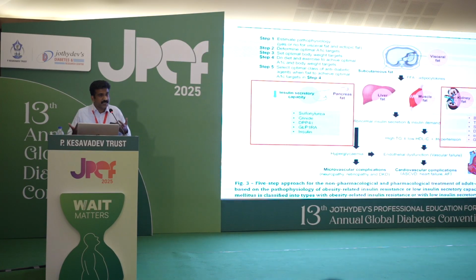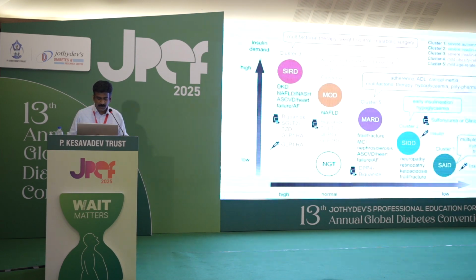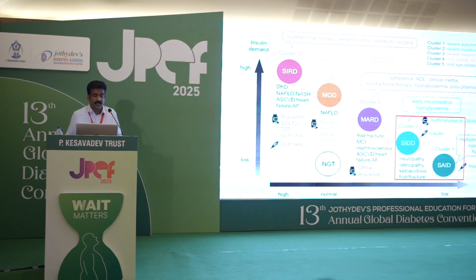And if the insulin resistance is predominating, we need to address that and give drugs targeting those aspects. So this is a chart which clearly shows that if the patient has an insulin deficiency, the autoimmune predominant, we may have to start insulin very early. No need to go for further drugs.